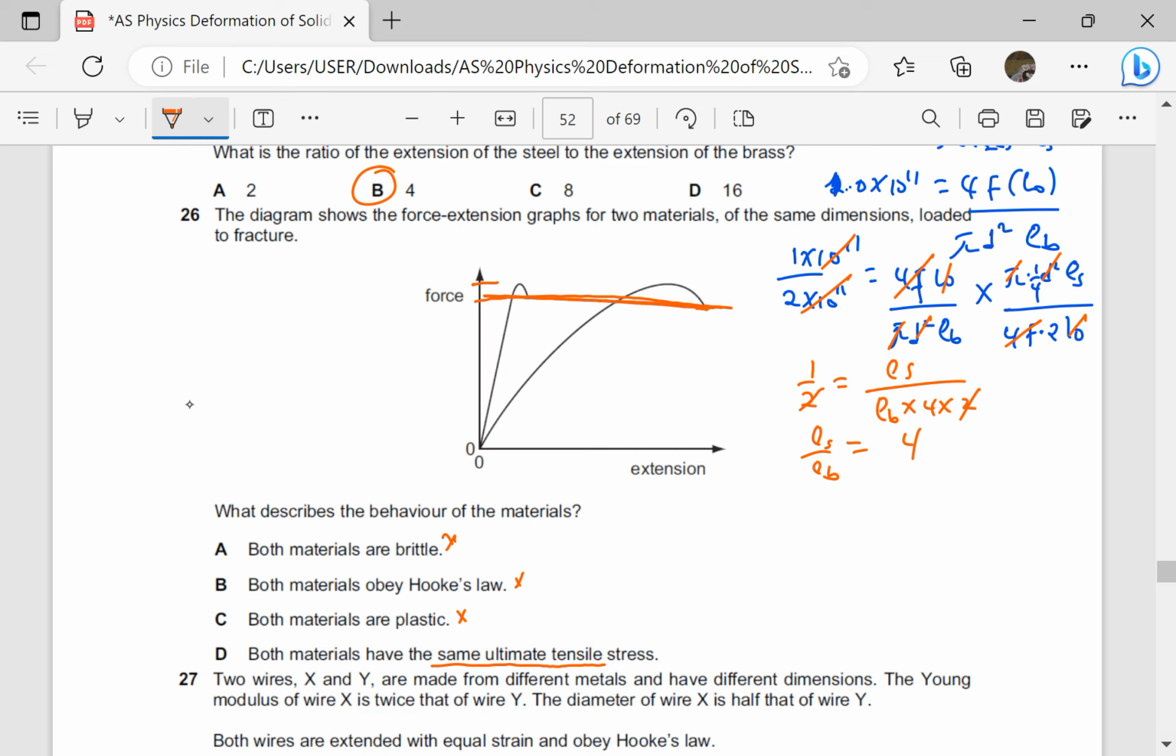Okay, so both materials have the same ultimate tensile stress. Remember, because they had the same dimensions, we can say they had the same cross-sectional area. And ultimate tensile stress is the maximum stress that the material can withstand before it breaks. And stress is force over area. So if they are breaking at the same force, it means they have the same ultimate tensile stress. So the answer is going to be D.